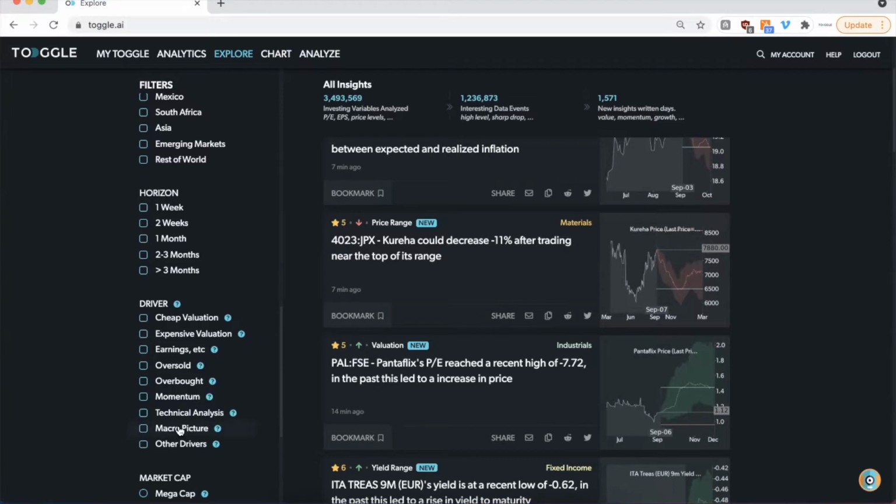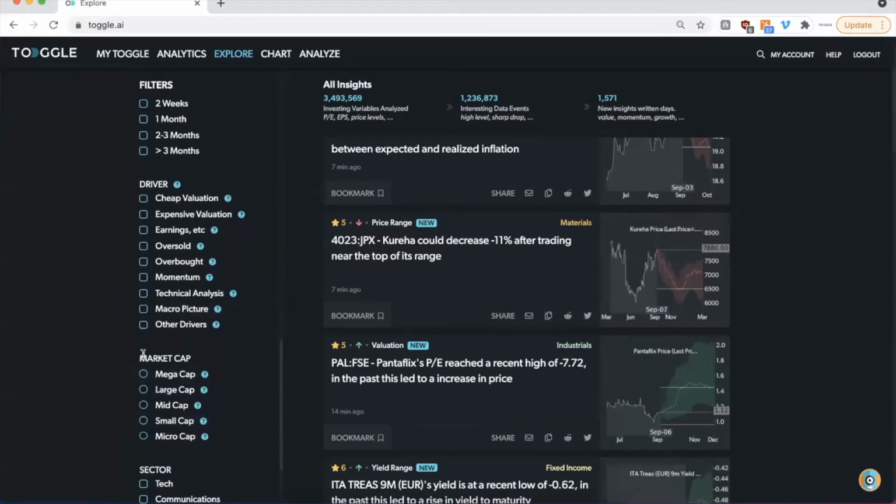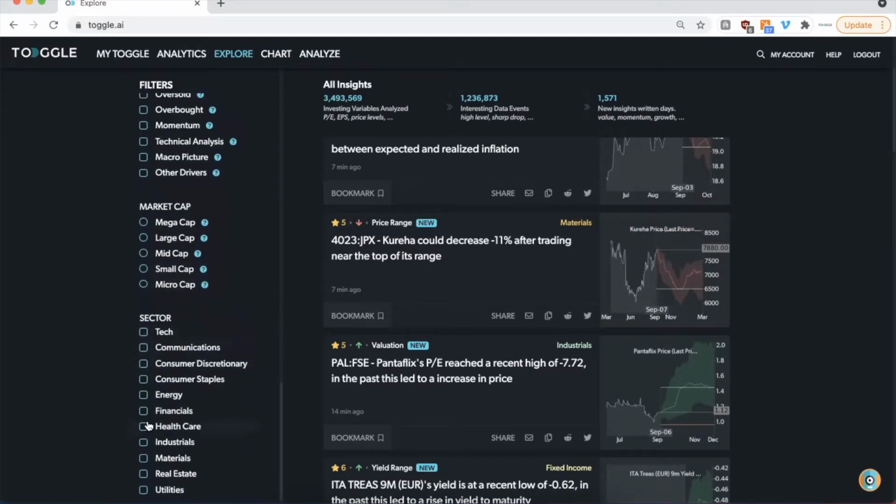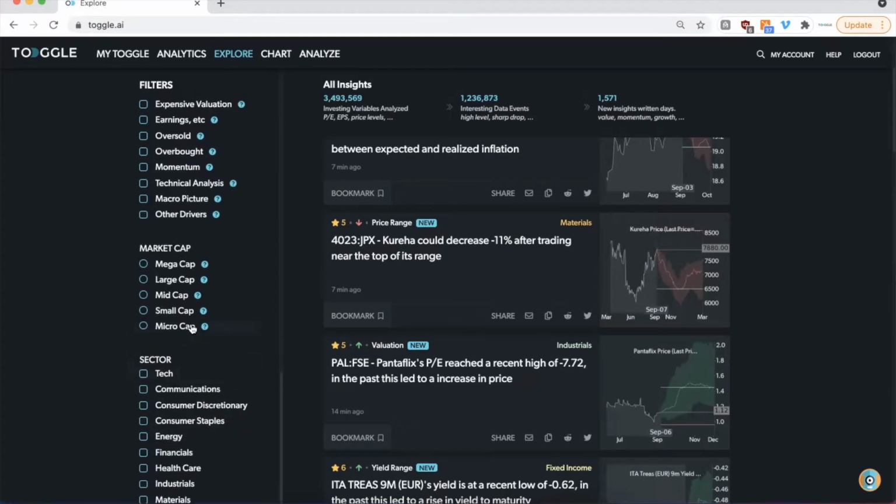And based on the kind of investor you are, you can select a driver that interests you. Continuing on, looking at different market cap stocks. Are you interested in a specific market cap, or are you interested in a specific sector? And when you select these, what the system does is it narrows down all the insights to meet the criteria that you've selected.